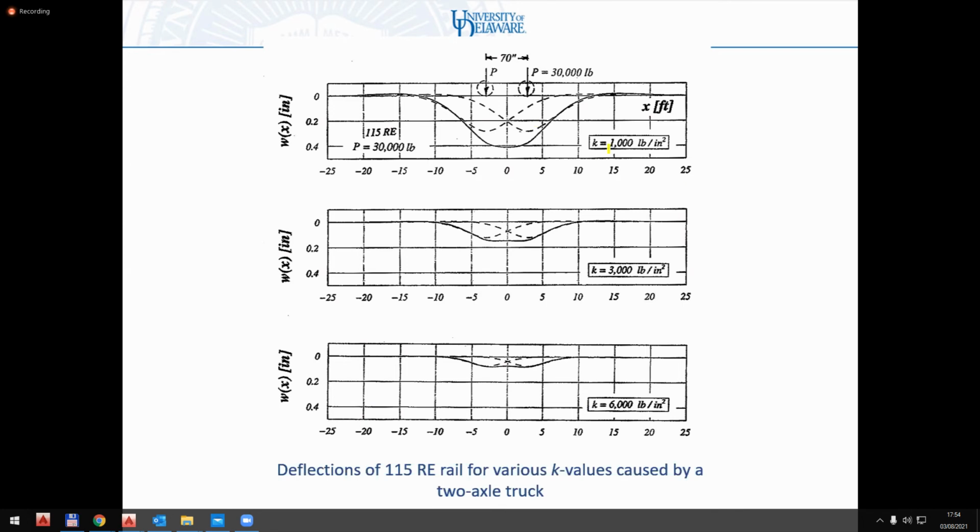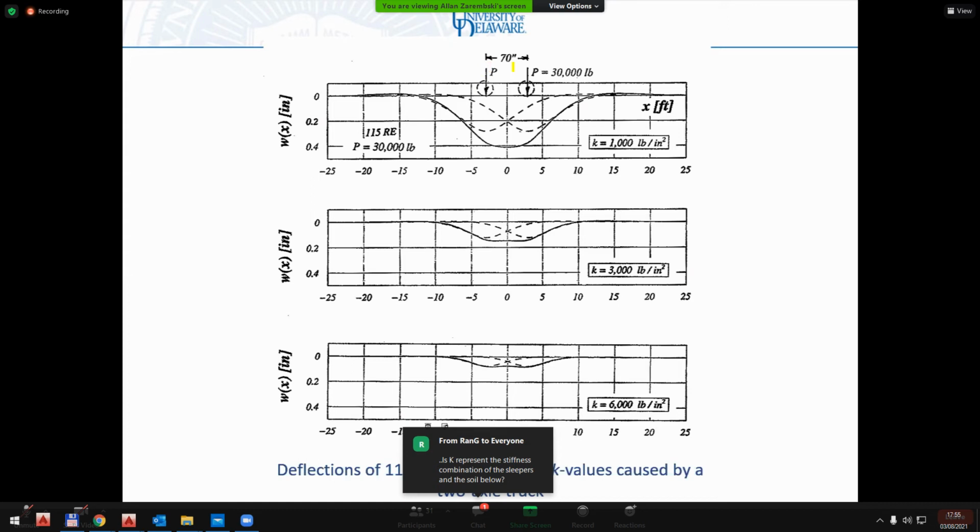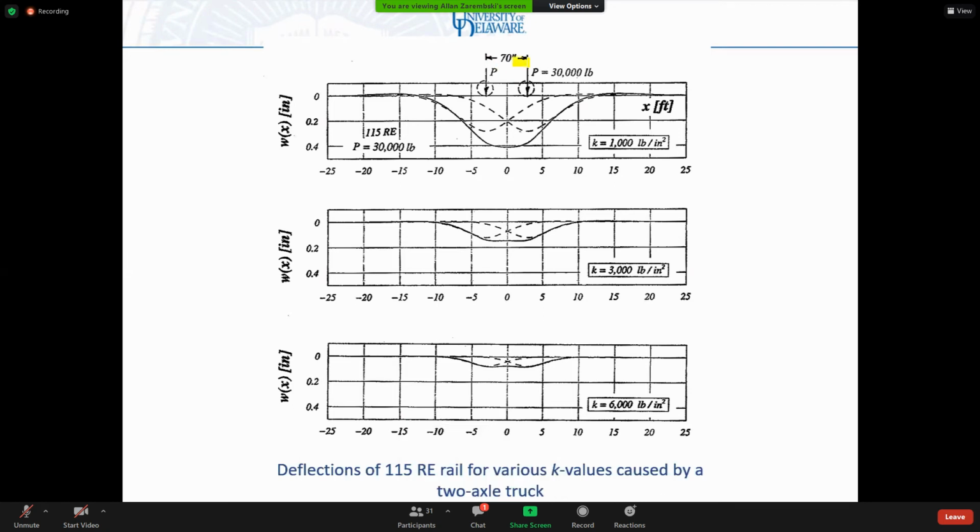So this is very soft track. So this is about 6 or 7 kilonewton track. If I have 2 wheels that are about 2 meters apart, which is roughly this distance, so here's wheel 1 and here's wheel 2. The dashed lines represent the deflection curves of the 2 wheels, and the solid line represents the combined curve.